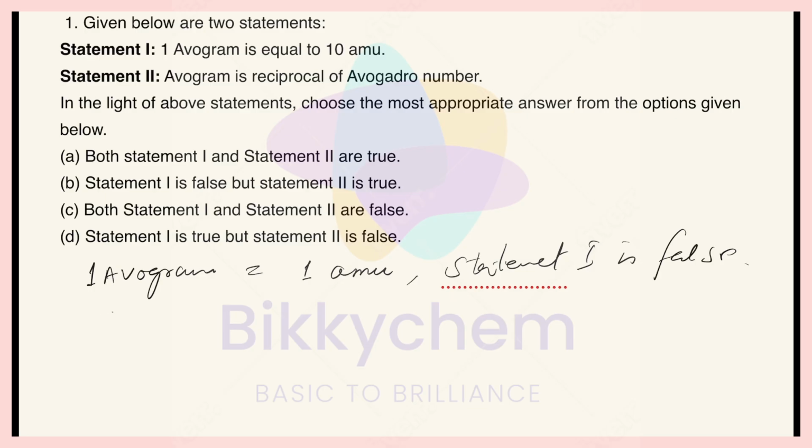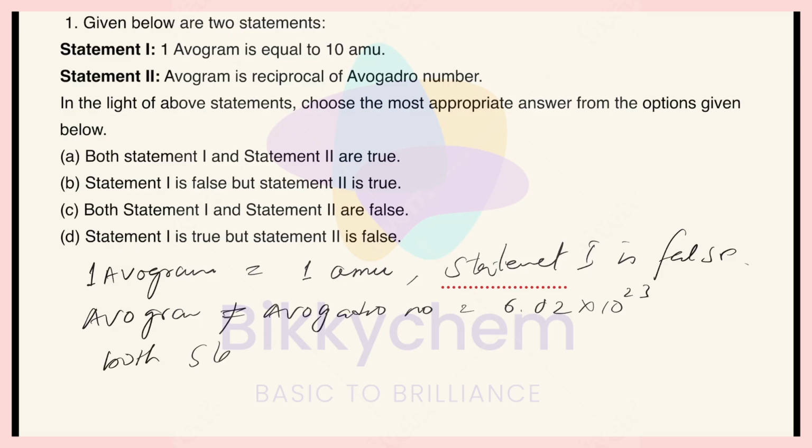Second statement, that is avogram. So avogram is not equal to Avogadro number, because Avogadro number is equal to 6.02 into 10 to the power 23. So both statements are false, hence option C.